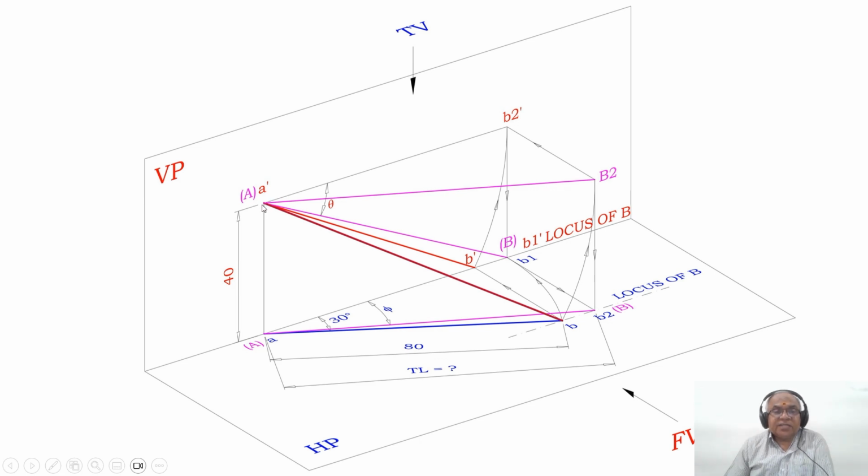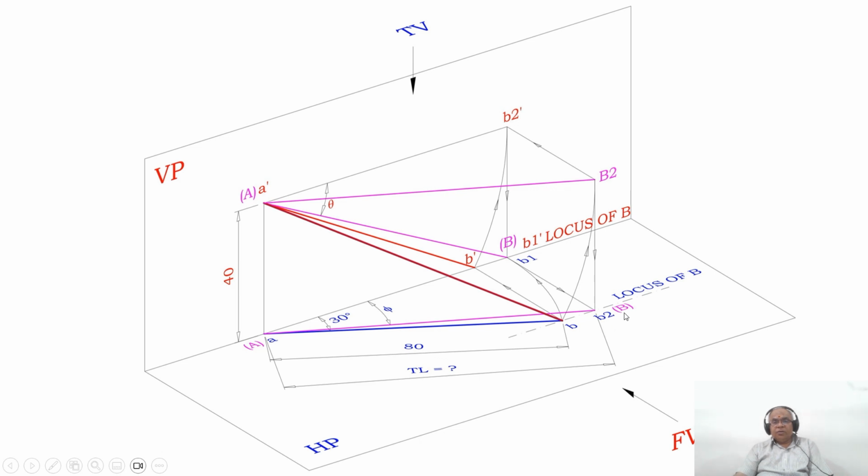line. With A dash as center, as we are rotating this in space, what happens to that image in the vertical plane? The image in the vertical plane is also getting rotated such that both A dash and B2 dash are above HP by 40. That is, A dash B2 dash is parallel to XY line in the front view. Obviously, in the top view, that line will be in true length.